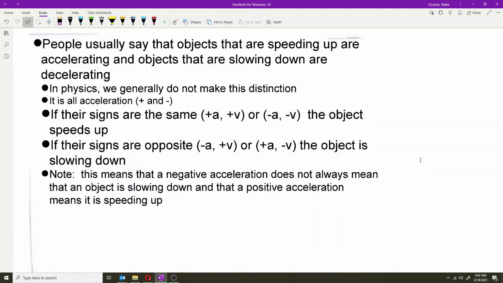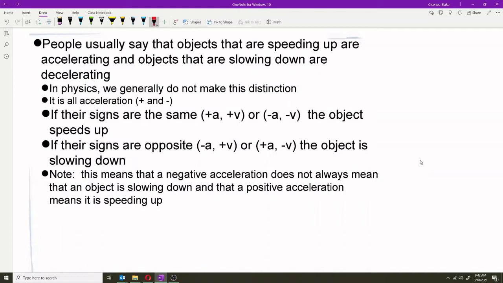To be more exact, decelerating is not really a physics word, although I use it sometimes because using the same word over and over again gets kind of annoying, and humans want to use synonyms sometimes. So, a couple of situations. If the signs are the same, meaning your acceleration is positive and your velocity is positive, or if your acceleration is negative and your velocity is negative, the object speeds up.